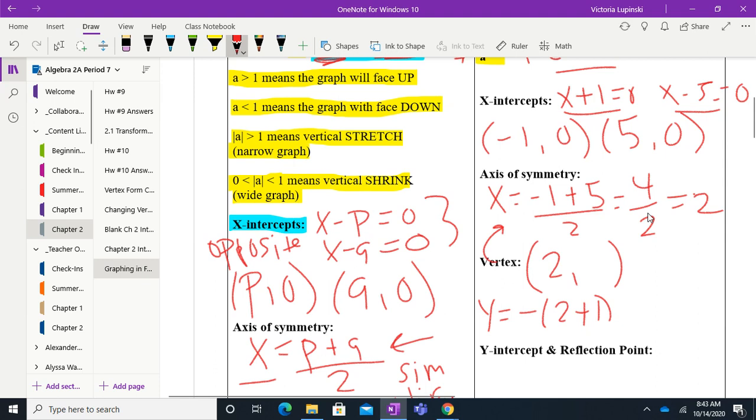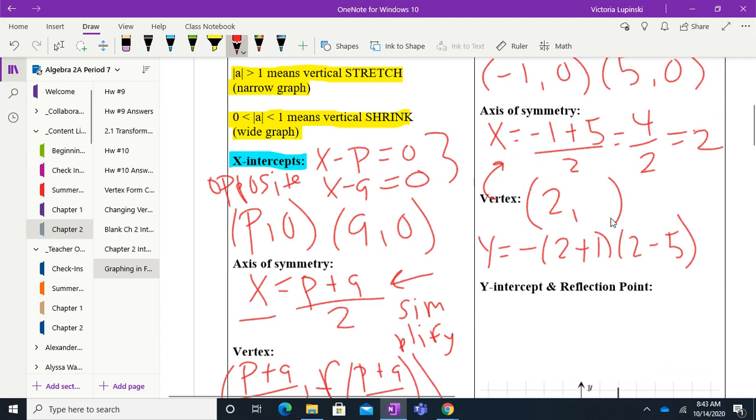times 2 minus 5. You can either plug that into your calculator exactly as it appears, or you can go ahead and do it step by step. It really doesn't matter. So if you go ahead and do those calculations, you're going to get negative 2 plus 1 is 3. 2 minus 5 is negative 3. And if you multiply negative times 3, you get negative 3. Negative 3 times negative 3 is positive 9, which means that the vertex is the point 2, comma 9.